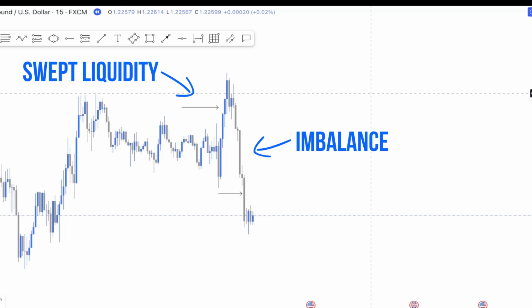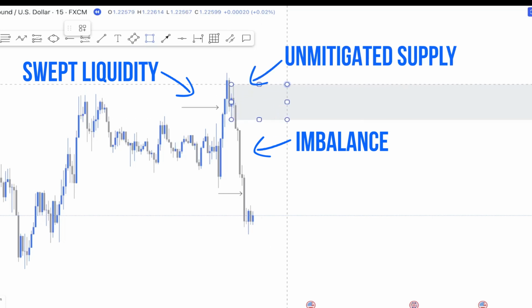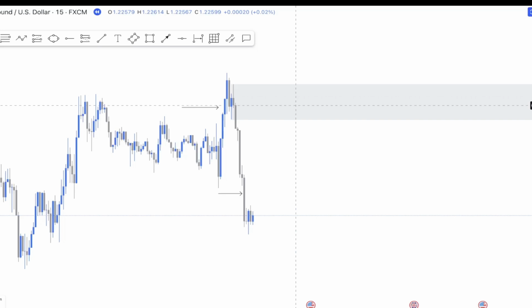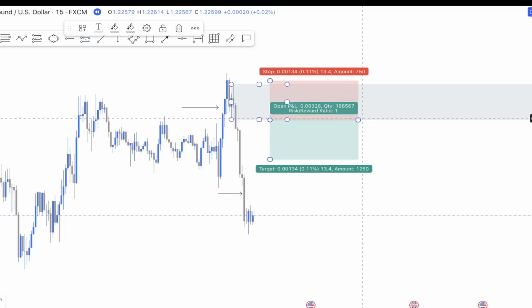And then the last thing I was looking for is to identify an unmitigated supply level. And I did identify it here. Okay, this is my unmitigated supply level. We can see that it has imbalance right on it. So I said to myself, okay, this is a really good looking sell limit opportunity. I placed the sell limit here.